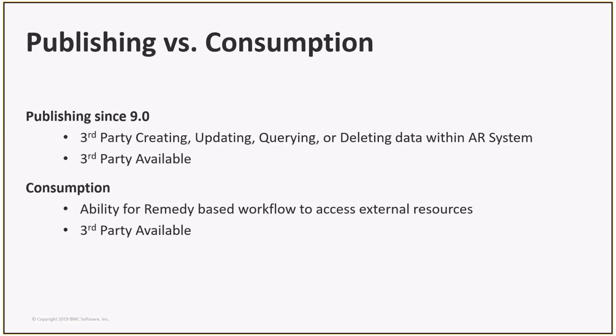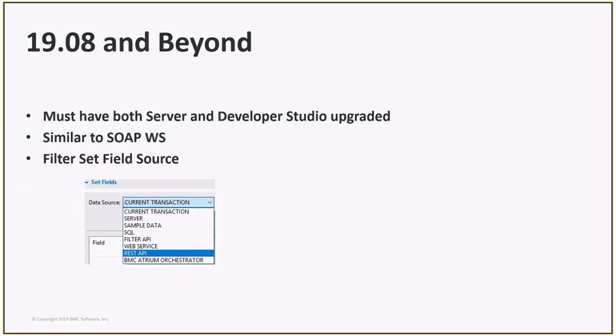Consumption is the primary thing we're discussing here today. Consumption is Remedy reaching out to another system to grab information or push information to the external system, so that you can integrate your Remedy system, with triggers happening within Remedy notifying external systems of things that need to happen. That is available within Remedy from 1908 and beyond. Prior to 1908, you needed to use a third-party library that was developed to get that capability.